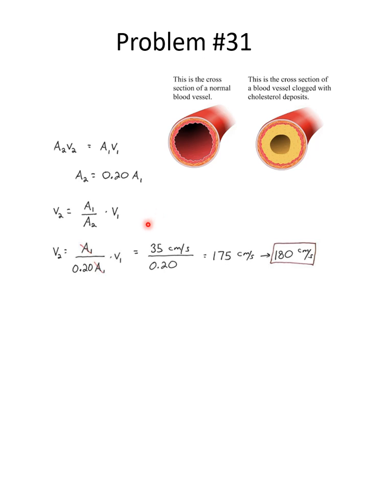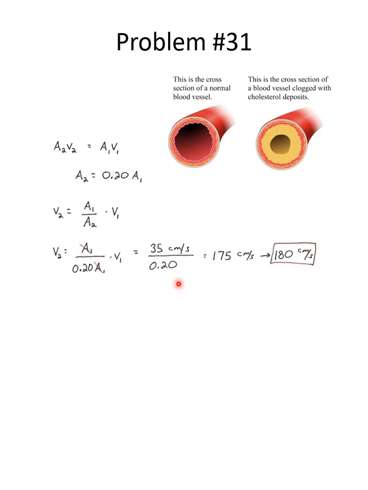Now let's do a substitution. Since A2 is 0.2 of A1, let's substitute it down in there. The A1s will divide out, so it didn't matter to us what exactly the area was. All we needed was that ratio between A1 and A2. And this leaves 1 over 0.2 times V1.